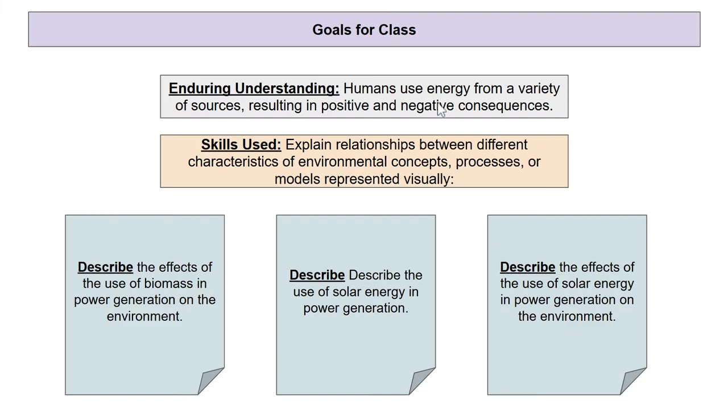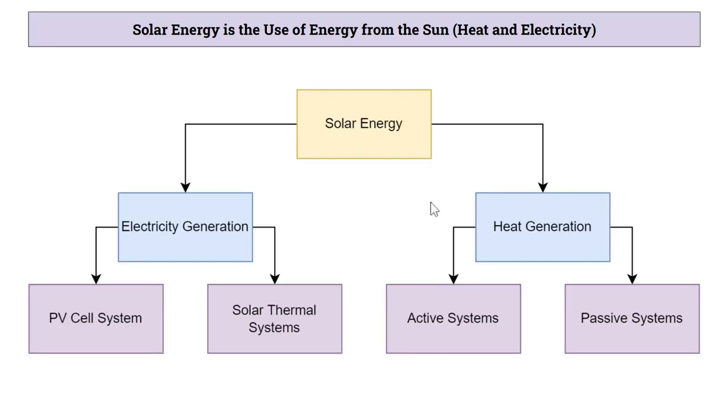Today's lecture is going to be on solar and biomass energy. So we're going to look at the positives and negatives of these and fundamentally how they work. So the first one we're going to talk about is solar energy. Solar energy can be broken up into two main systems in which we generate energy from it. The first one is electricity generation, where we use photovoltaic cell systems or solar thermal systems. I'll talk more about that in a second. Or we can use solar energy for heat generation, for heating different types of structures as well.